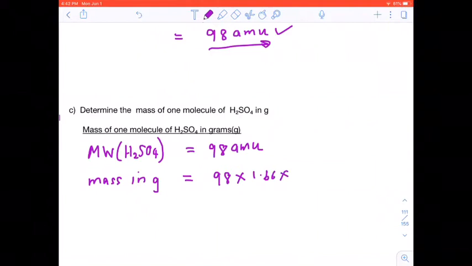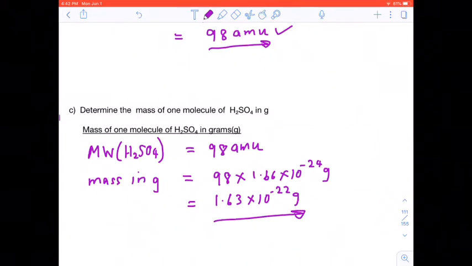1.66 times 10 to the minus 24 grams. And when you multiply that out, it gives you 1.63 times 10 to the minus 22 grams. Can you see how light that sulfuric acid molecule is? Its weight is 1.63 times 10 to the minus 22 grams. So that's for one molecule.